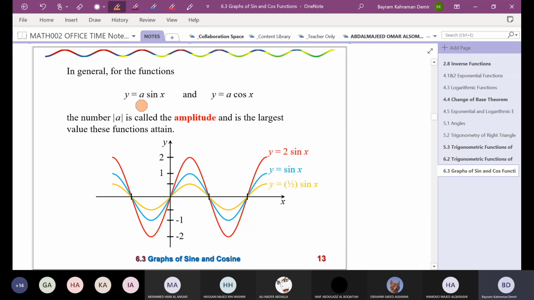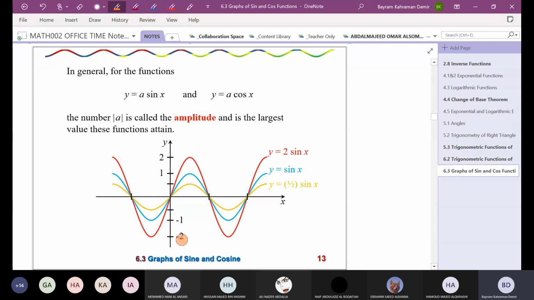The a value here: if it is negative, of course, it just reflects the graph upside down across the x-axis. The absolute value of this a value, we will call the amplitude of the function. So basically, it is the height of the wave, or you can say it is half of the distance between the maximum and the minimum value.